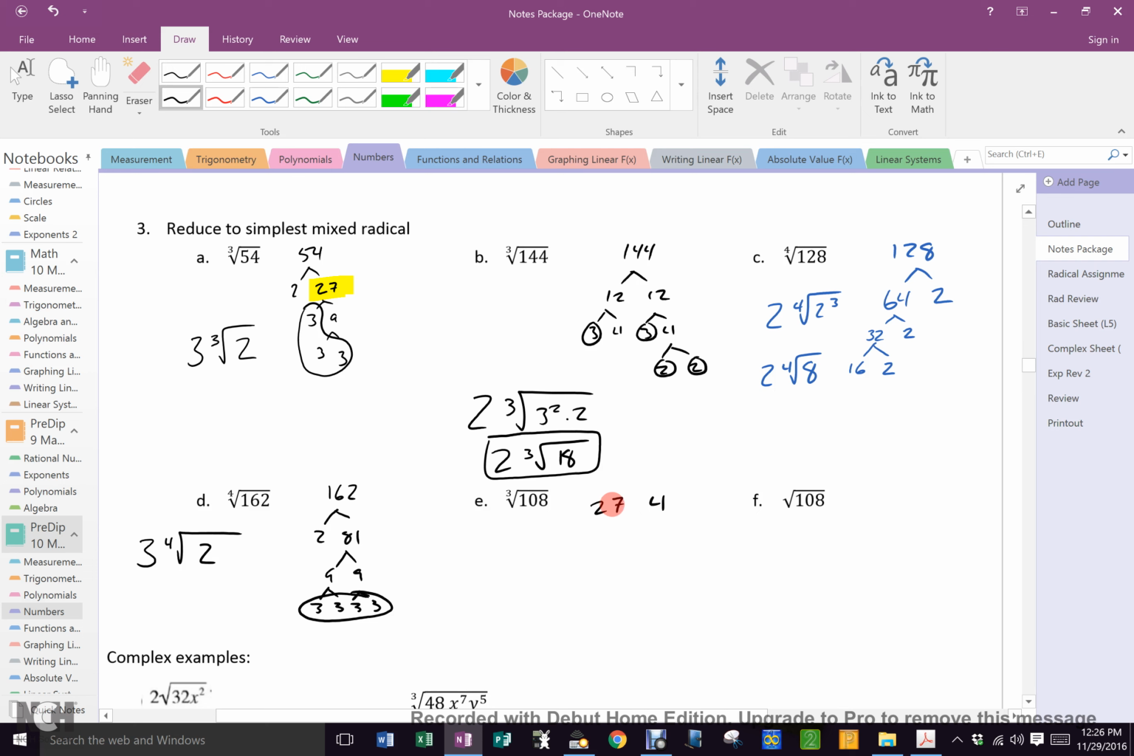What makes me jump to 27? Because 27 has a cube root. So I'm going to check if 27 works with 108. And indeed it does, right? 27 times 2 is 54. 27 times 3 is 81. 27 times 4 is 108, right? So does that have a cube root? What is it? 3, cube root 4. Everybody cool? Could you find it by breaking it down with 9 and 12? Of course you can. Now, what's different in F?